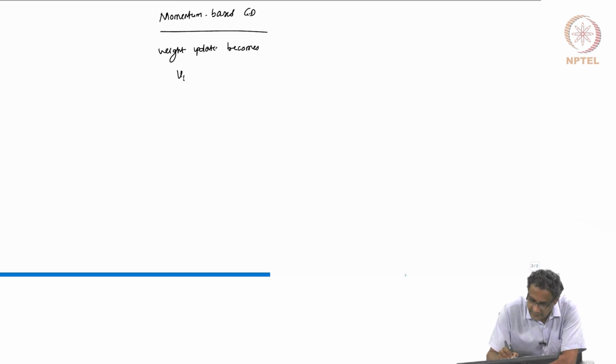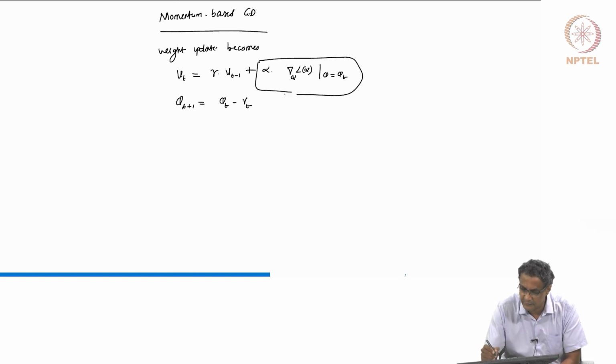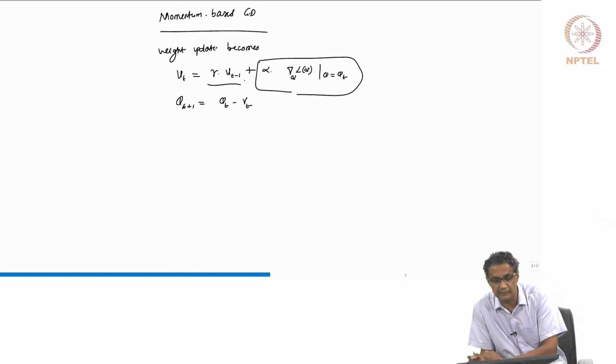I'll first write this, then I'll explain what it means. So Vt is equal to some gamma Vt minus 1 plus alpha, this alpha is the same alpha, and then the gradient of L theta at theta equal to theta t, and the actual update is theta t plus 1 is equal to theta t minus Vt. Earlier all that you had was the alpha times the gradient of L theta, but now you have this additional extra term, gamma Vt minus 1, and Vt minus 1 in turn would have come from Vt minus 2 and the gradient of L theta at that iteration, theta equal to theta t minus 1, and so on.